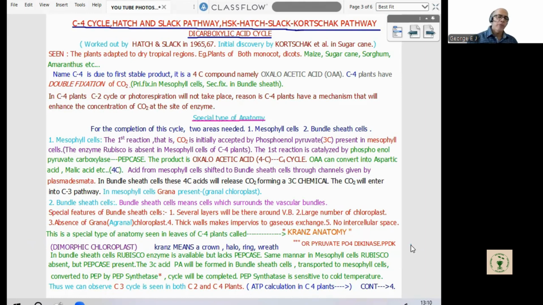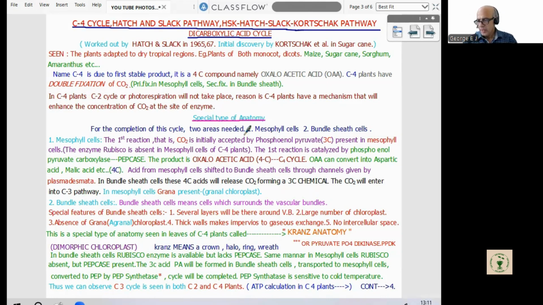Now, why is the C4 plant developed? To avoid the C2 cycle; photorespiration will not take place in C4 plants. Another adaptation: C4 plants have a mechanism that will enhance the concentration of carbon dioxide at the site of the enzyme. That is how in C4 plants, photorespiration is avoided. I think that idea is clear.